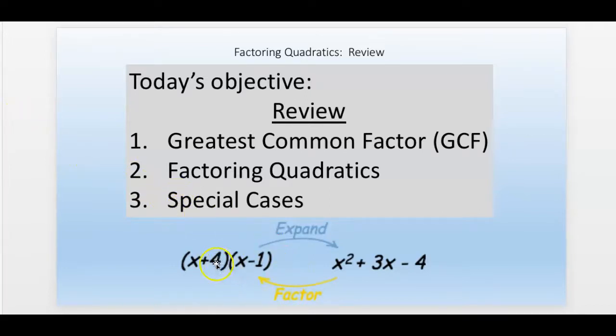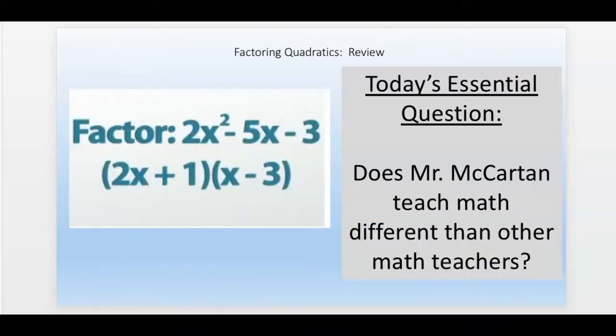Again, remember before we factored, we multiplied quadratics. And factoring is just kind of the reverse process. Today's essential question: does Mr. McCartan teach math different than other math teachers? I sure hope so.